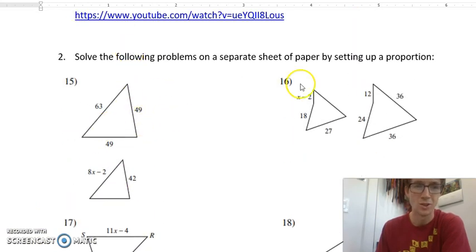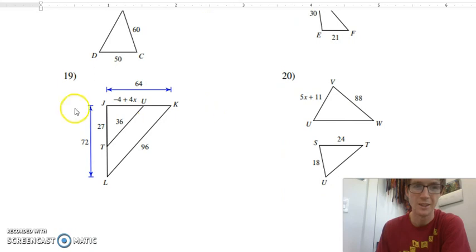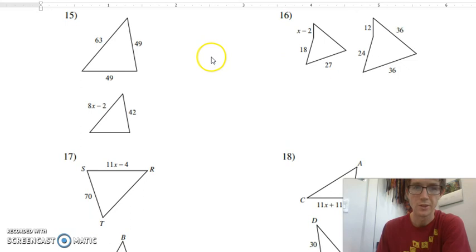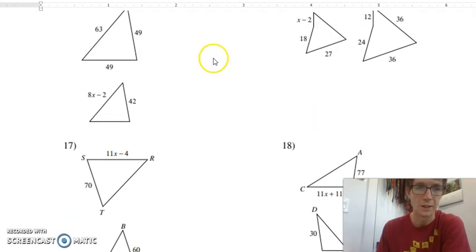What I want you guys to do is just 15, 17, 18, and then I did a little bit of 19 to get you started, and then 20. So try those out, and send it to me when you're done.